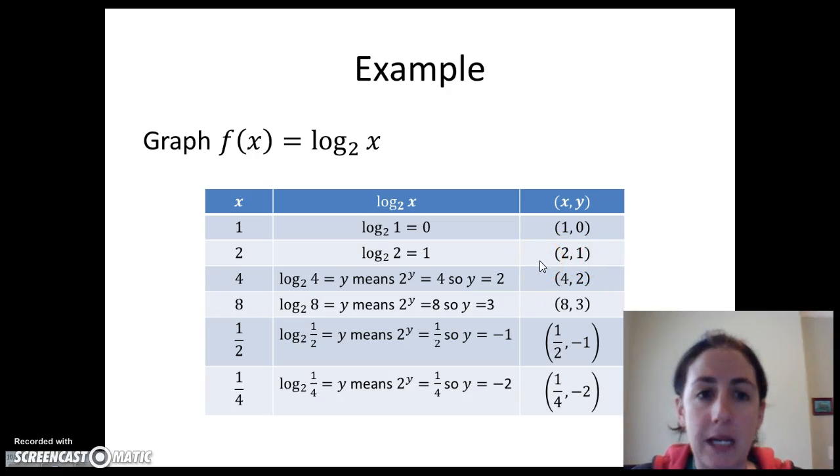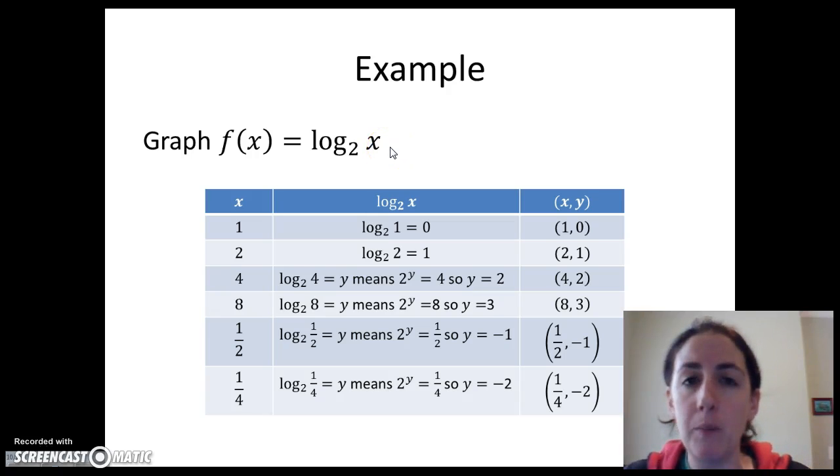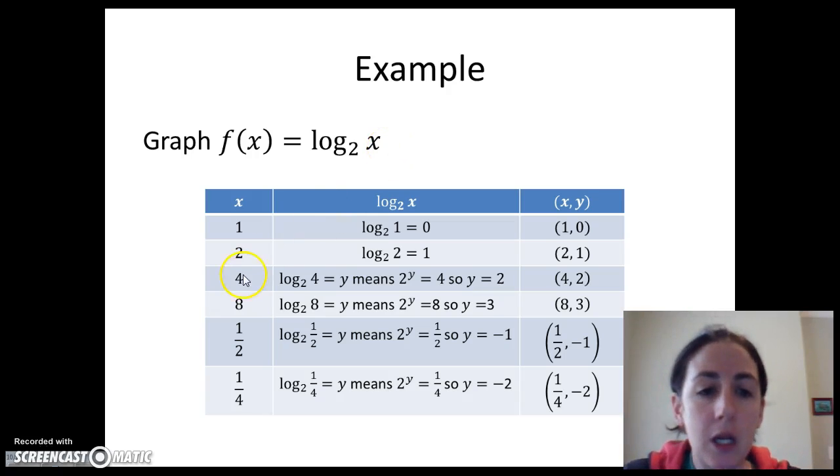Now remember what it means. Log base 2 of x gives you an exponent. We'll call it y. So 2 to the y equals x. So the other x values I want to pick need to be nice powers of 2. Like 4. Log base 2 of 4 equals y. That means 2 raised to the y equals 4.